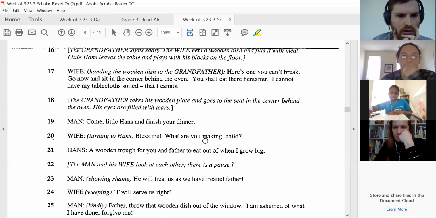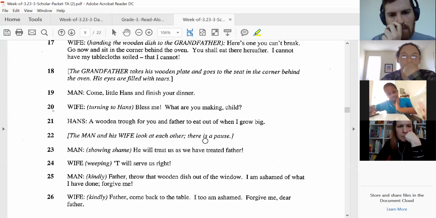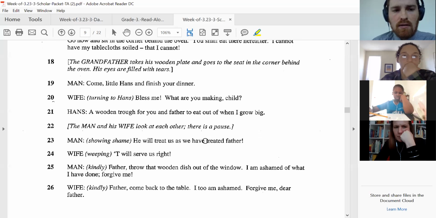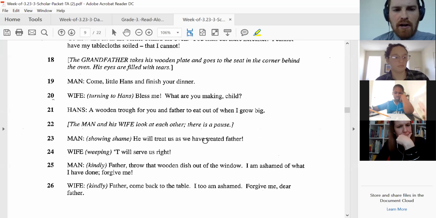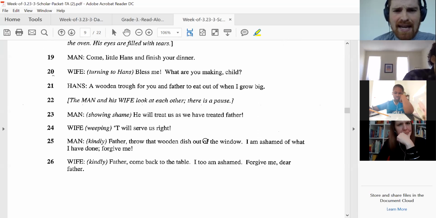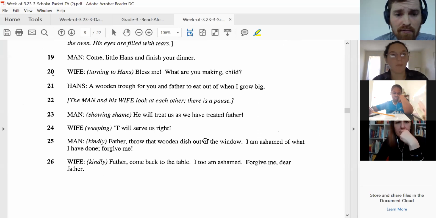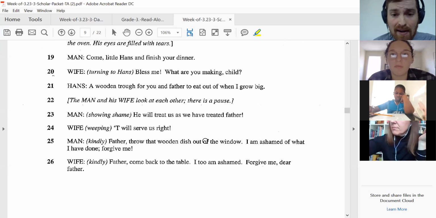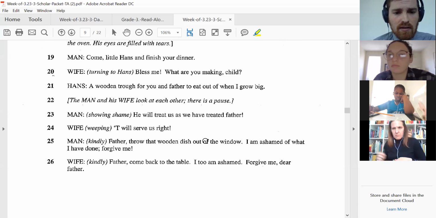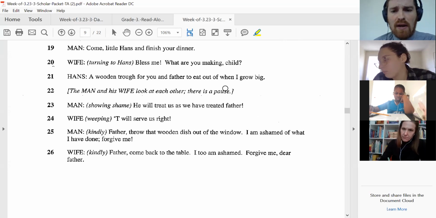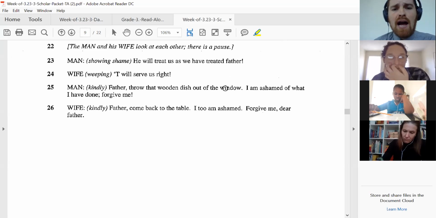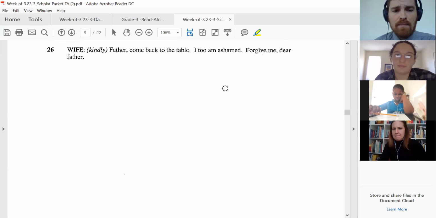The grandfather takes his wooden plate and goes to the seat in the corner behind the oven. His eyes are filled with tears. Come, little Hans, and finish your dinner. Bless me, what are you making, child? A wooden trough for you and father to eat out of when I grow big. The man and his wife look at each other, and there's a pause. He will treat us how we have treated father. He'll serve us right. Father, throw that wooden dish out of the window. I am ashamed of what I have done. Forgive me. Father, come back to the table. I too am ashamed. Forgive me, dear father.